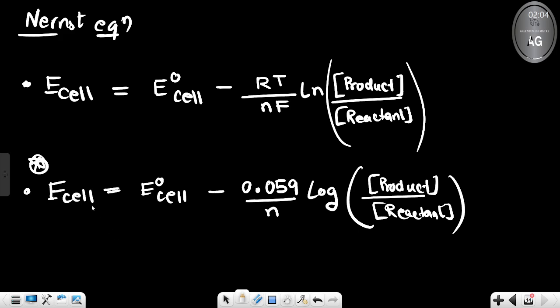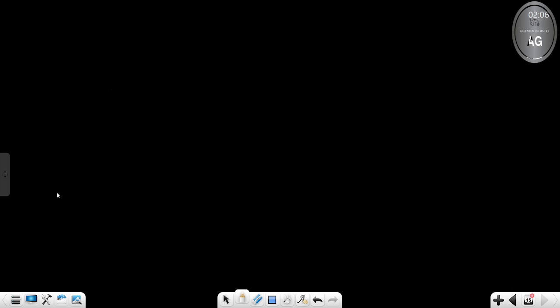Clear? So you are going to use this equation, because it is not always possible for you to find the calculated value. So it is 0.059 by n log product by reactant. This is how you are going to calculate. Very, very simple numericals will be presented. You already know how to write the concentration of the product and the concentration of the reactant. So nothing new for you. Clear? No doubt.